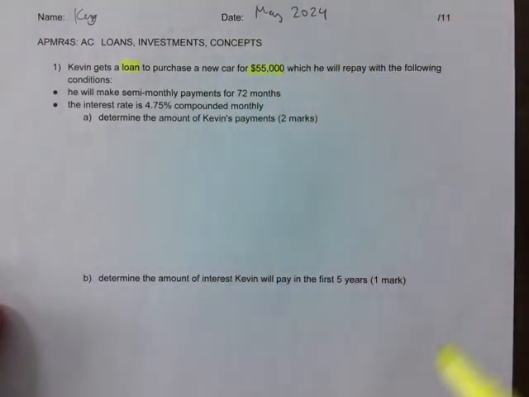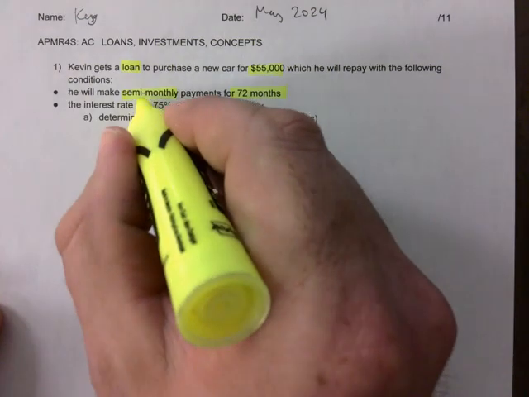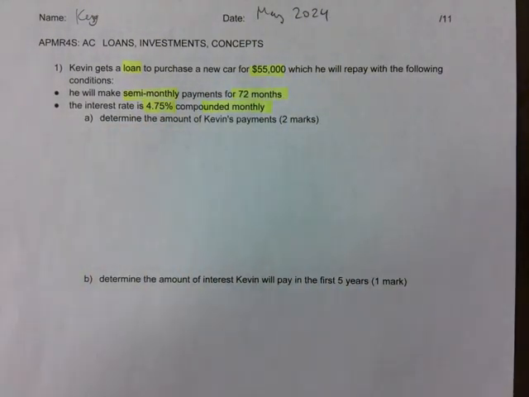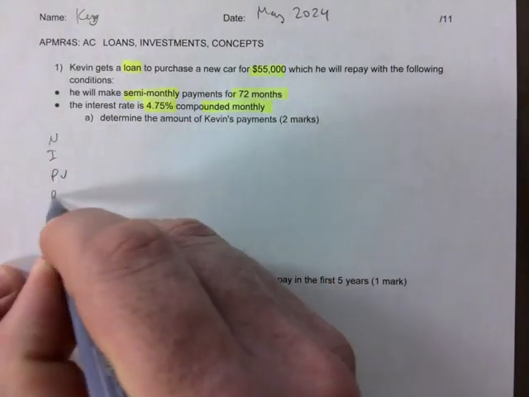So we're buying a car and we pay with the following conditions. Semi-monthly payments for 72 months, 4.75% compounded monthly. Determine the amount of Kevin's payments. So let's go and figure that out. You just follow along, make sure you make corrections.